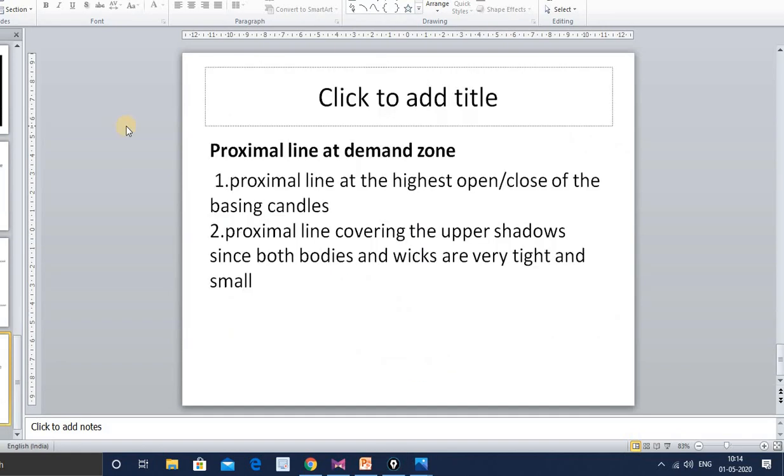The most tricky part is drawing the proximal line. Here we'll look at the example of a demand zone, and the same applies for the supply zone. You can draw it in two types. One, your zone can be from body to wick, and the other is wick to wick. First is the proximal line at the highest open or close of the basing candle. That is body to wick. The other covers the upper shadow and the lower shadow of the wicks. We do this when the bodies are small and the wicks are tight and small. We'll see through the example, then you'll know better.